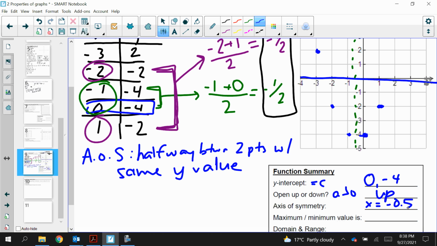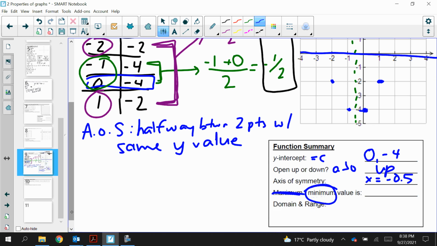Again, it's the same as we had in the last lesson. It seems to be lots of them are opening upwards, so it has a minimum value. So the minimum, or the vertex, will be on the axis of symmetry.